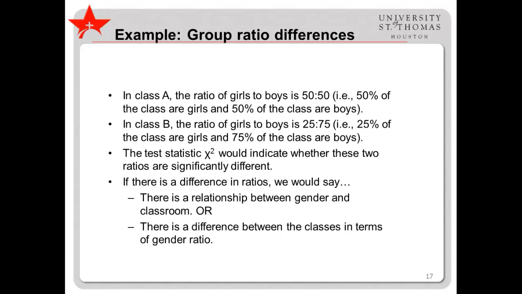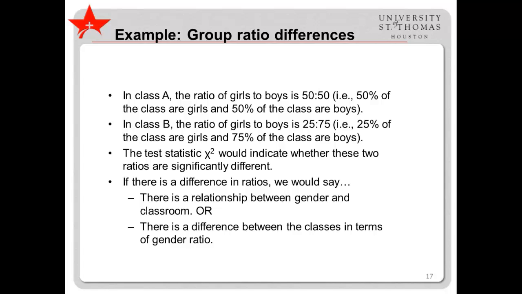In Class A, the ratio of girls to boys is 50-50. That is, 50% of the class are girls and 50% of the class are boys. In Class B, the ratio of girls to boys is 25 to 75. That is, 25% of the class are girls and 75% of the class are boys. The test statistic chi-square would indicate whether these two ratios are significantly different from each other.